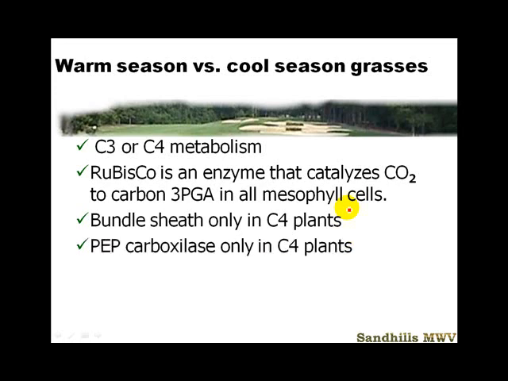PEP carboxylase is that other protein. It's only in C4 plants. And PEP carboxylase can grab CO2 by the C. So it knows. It's got eyes. It can go right in there and get that CO2, and then it throws it into the bundle sheath. So it superloads that area with CO2.